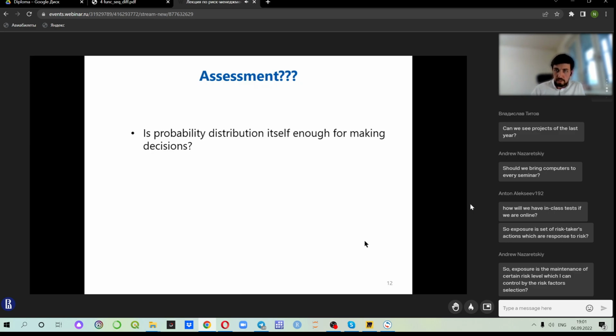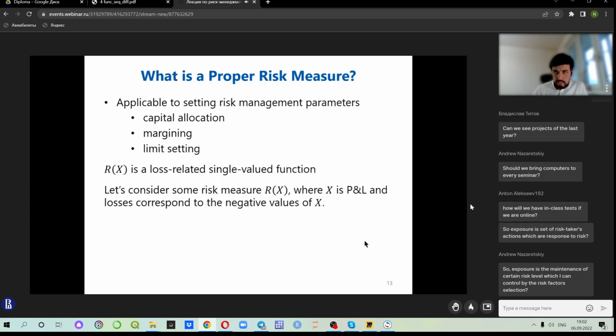But as you remember, the title of the course has the word assessment in the title. So what is the assessment? Why do we actually need this word? So what's the purpose? Okay, we can obtain the distribution. Probably that's what represents the risk. What else do we need? The point is that distribution itself is not enough to make economic decisions.